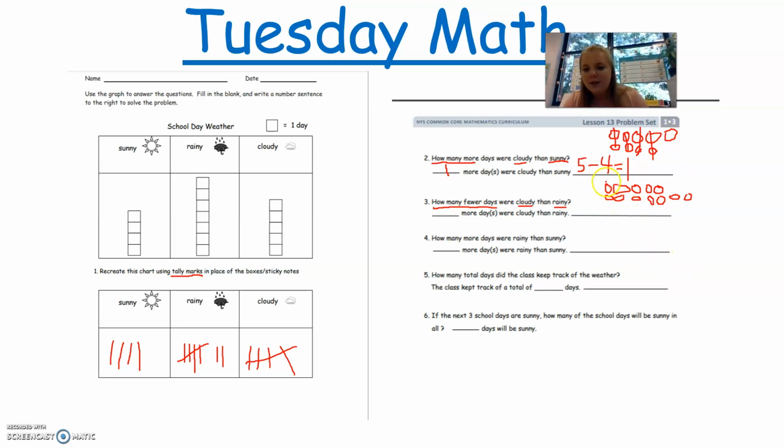I'm going to cross them out. So we have cross out, cross out, cross out, cross out, cross out. How many do I have left over? 2. So there were 2 fewer days that were cloudy than rainy. For our subtraction sentence, we're going to start off with the bigger number. So my bigger number here is 7 for rainy. And I'm going to take away the 5 for cloudy. And then I get how many were left over? That's right, 2.